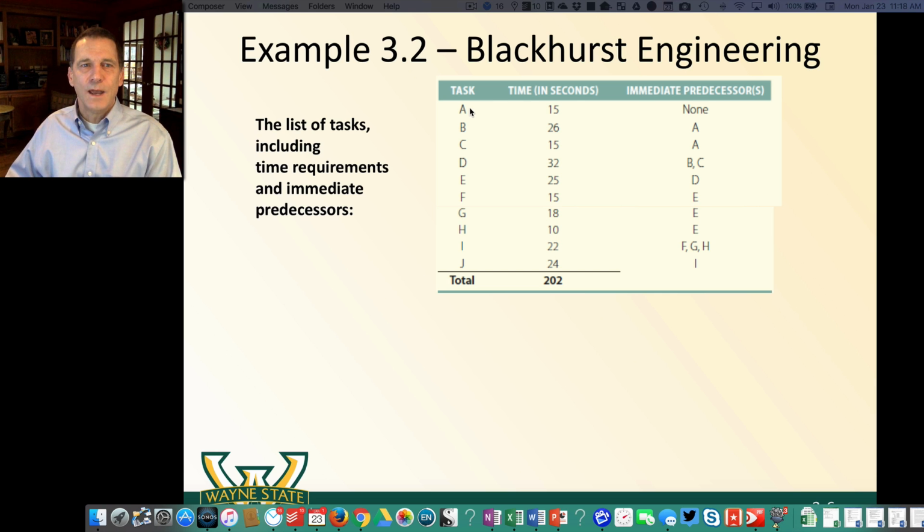Okay, so A has no predecessors because it is the first task. B is dependent on A. We cannot start B until A is complete. We cannot start C until A is complete.